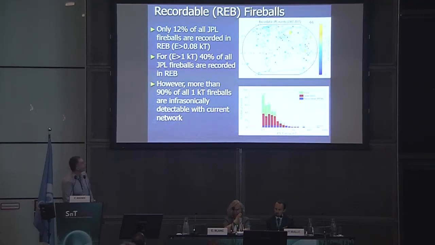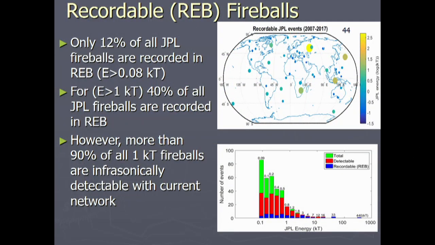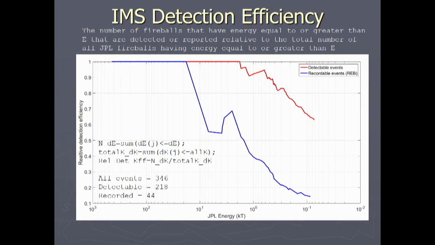So these are the 44 events that were detected in this decade and reported in the REB. You can see a certain distribution in terms of where these events are located. This brings us to a graph of the detection efficiency. What I'm showing here is the energy of the bolide, and I'm showing a running cumulative ratio running from right to left.